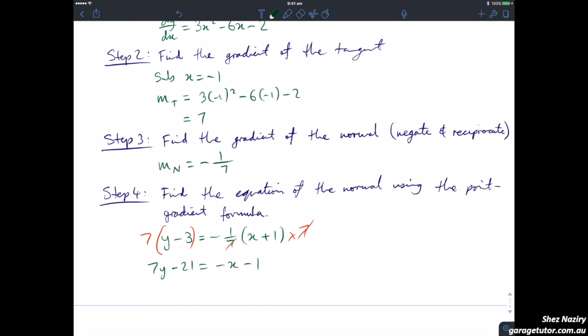Now, general form requires the x to be first and positive. So I'm going to move this x to the left side, and we end up with x plus 7y. And I'm going to move the negative 1 as well. That'll make it negative 20. And there's the equation of my normal, guys.